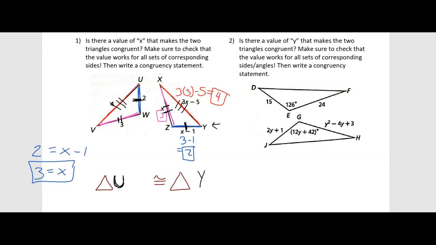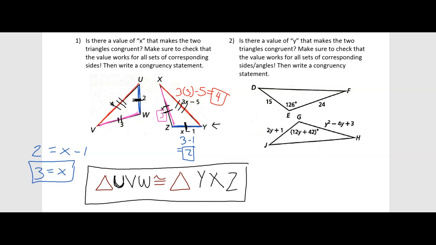So U and Y are going to be congruent angles. Now I'm going to choose V. V is between the sides with 2 and 3 tick marks, which is the same as X for the other triangle. X is between the sides with 2 and 3 tick marks. Well, there's only one option, right? It's going to be W. W is between the sides of 1 and 2 tick marks, and Z is between the sides of 1 and 2 tick marks.